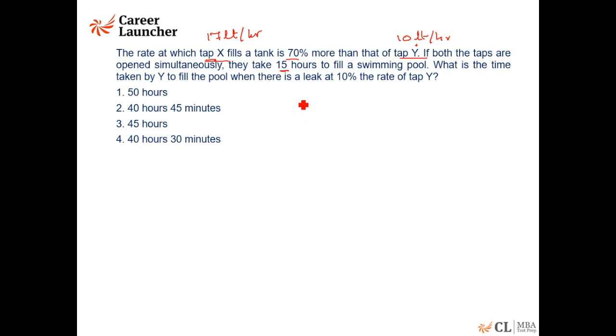Okay. So what is the total volume required? If they are open simultaneously, it will be 17 plus 10, 27. So 27 into 15. What is the time taken by Y to fill the pool when there is a leak at 10% the rate of the tap Y? So if tap Y has a leak of 10%, that means instead of 10 liters per hour, it will become 9 liters per hour. So divide by 9. 45. Very simple question.